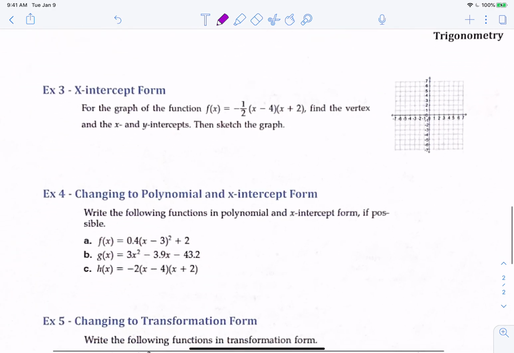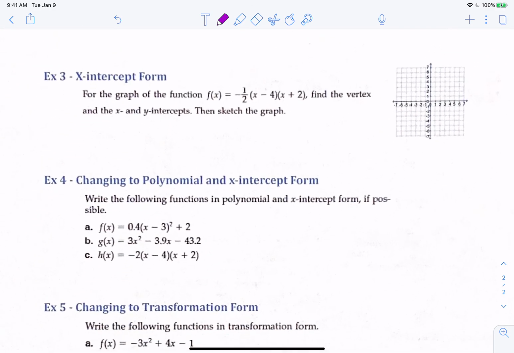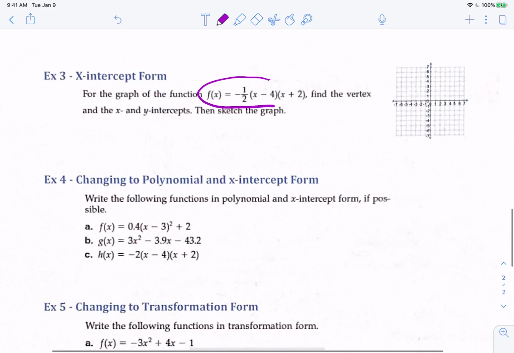Let's go down to an actual example. X-intercept form. For the graph of the function, we have this one right here.